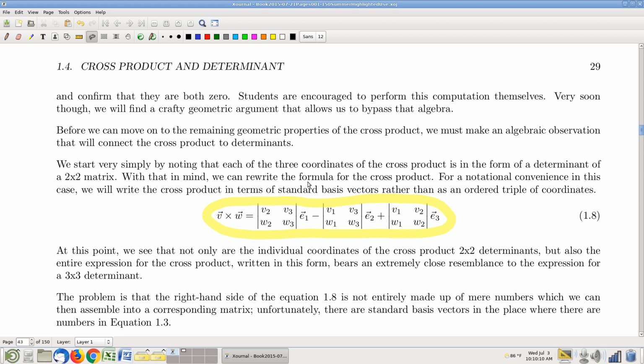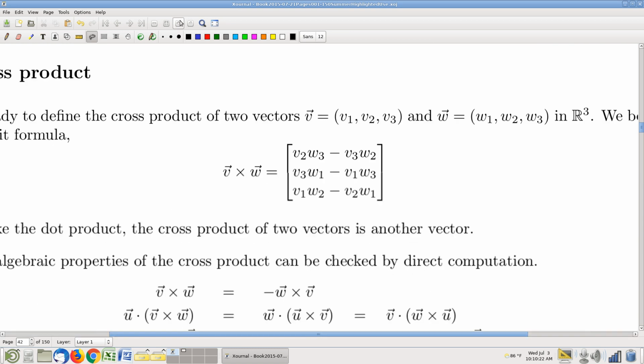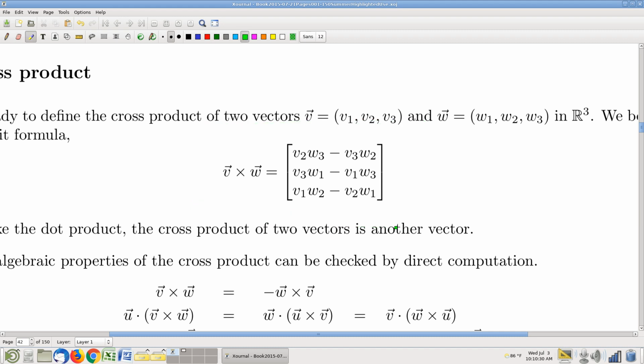Here are some algebraic observations we have to make. These are not so much calculations as observations. I think these are really valuable. Let me go back real quick. Here's our formula for the cross product. Notice each one of these coordinates, something times something minus something times something, each one of these coordinates looks like a 2 by 2 determinant. It's just an observation.